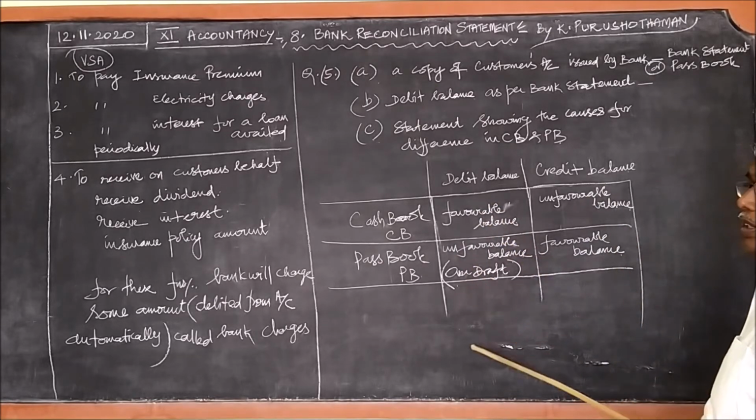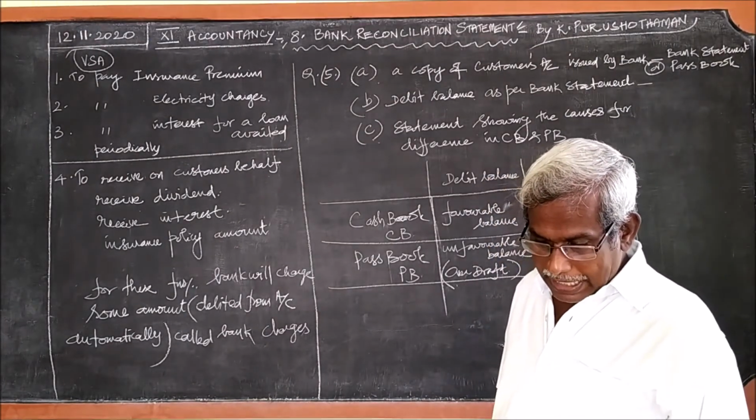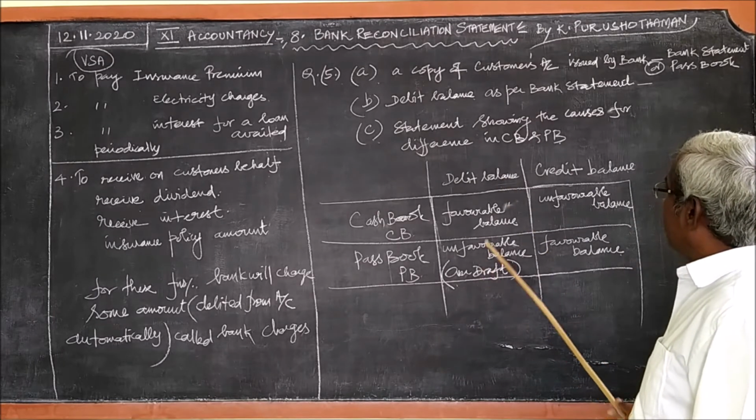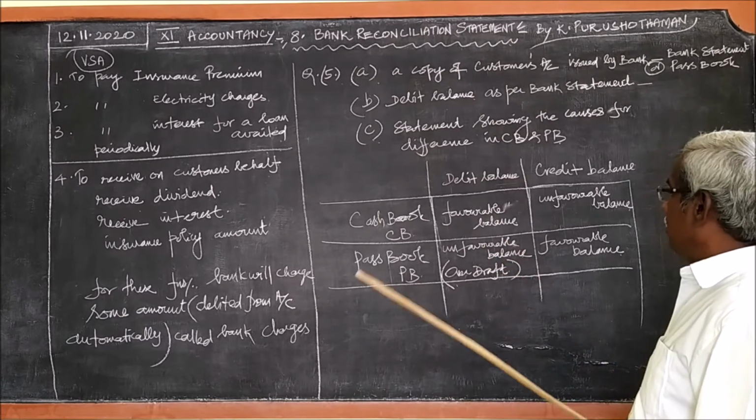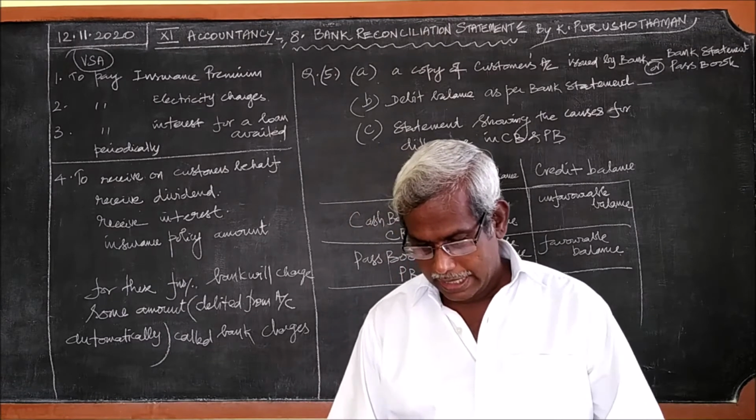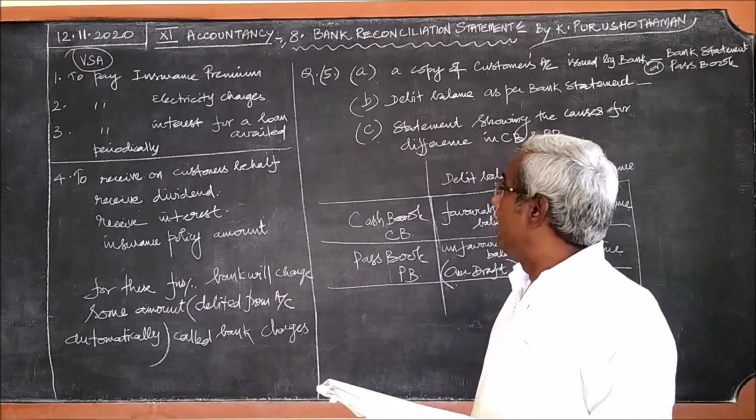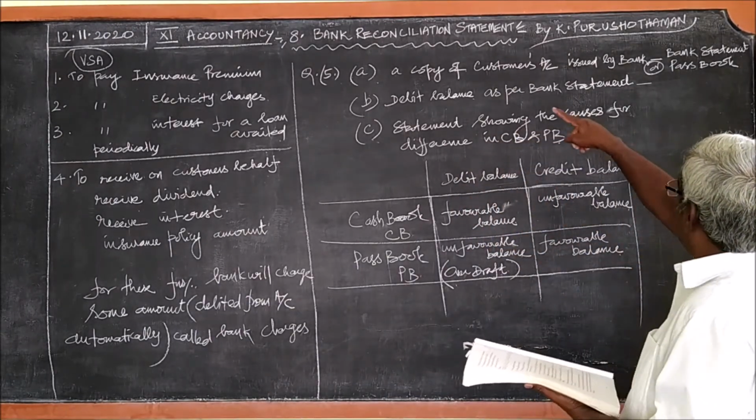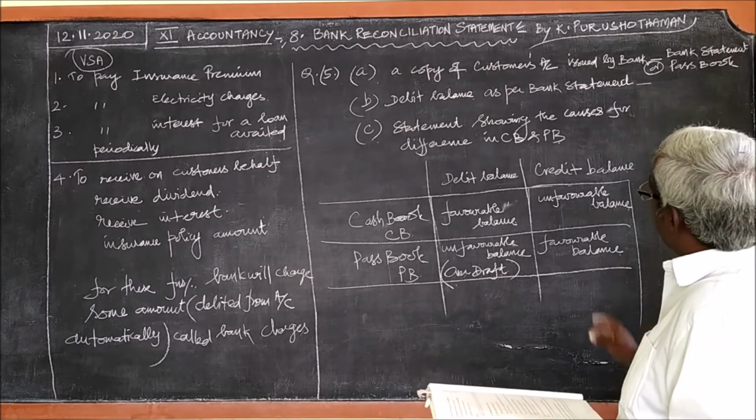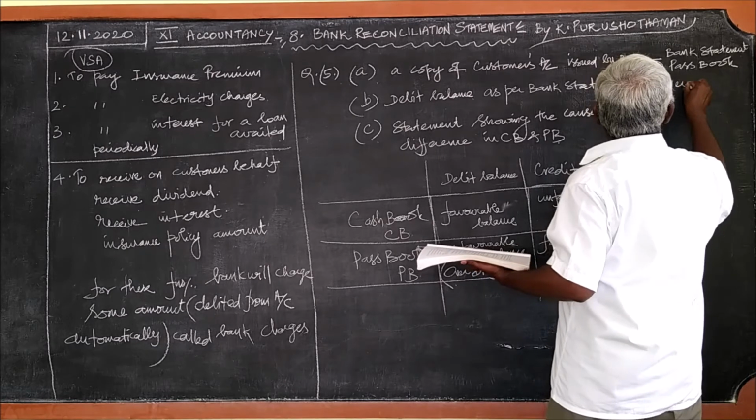So, what is given in the question? Debit balance as per bank statement. Then it is unfavorable balance, otherwise it is called overdraft. See what they ask us to give: substitute the following statement with one phrase or one word. The first one, for the full sentence, one word, is bank statement or passbook. And for the debit balance as per bank statement, it is overdraft.